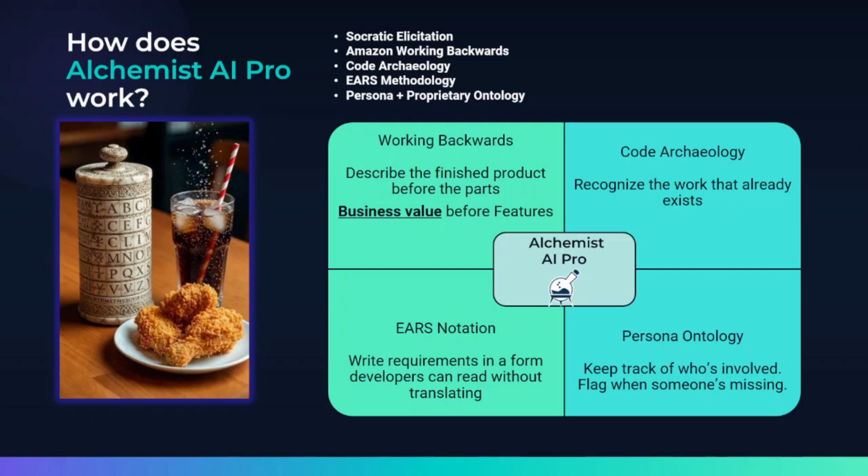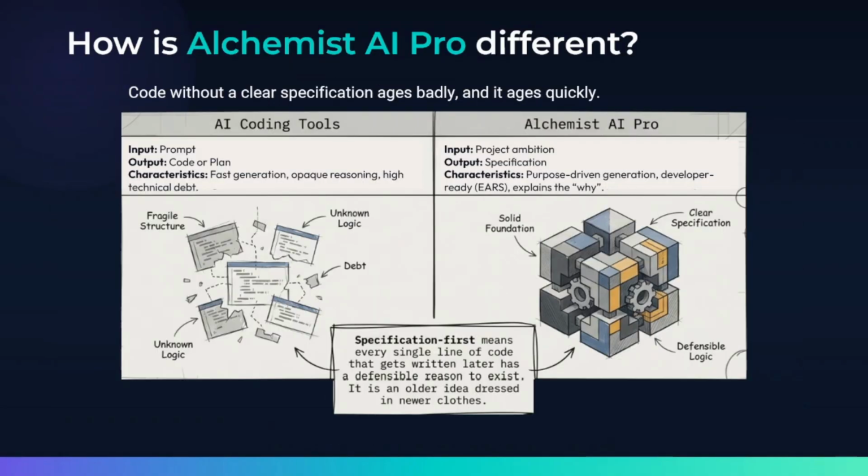None of that needs to be memorized by the user. It just needs to be running underneath your work. And that's what we call Alchemist AI Pro's recipe for success.